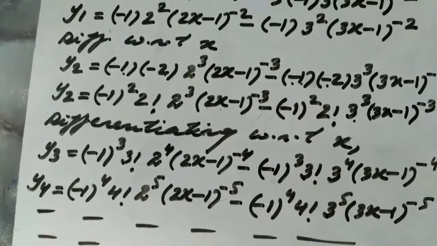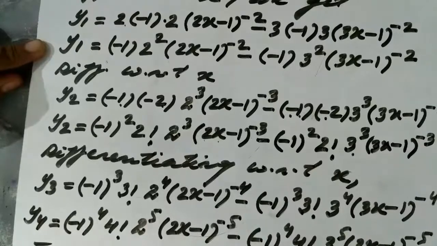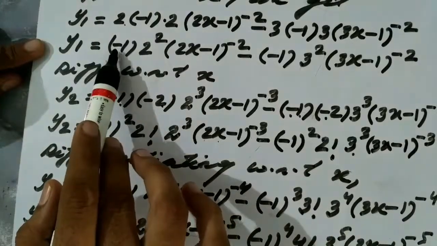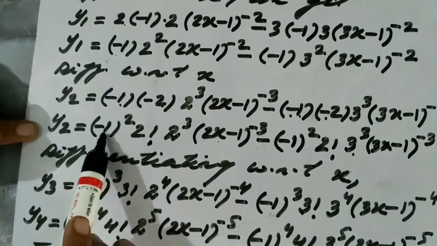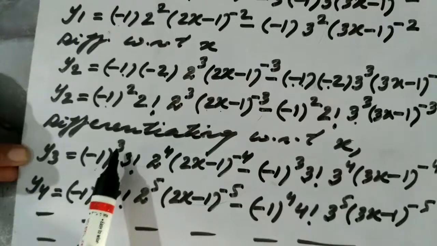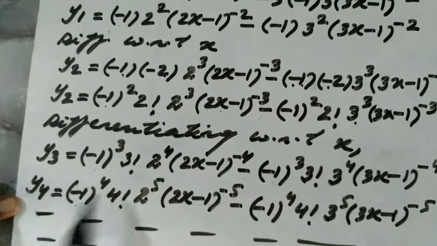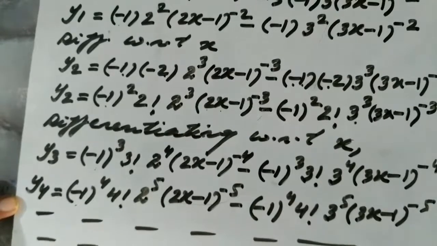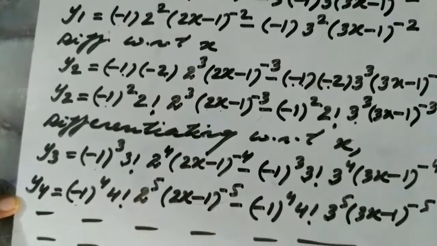Now let us take the analogy. We observe y1: the power of minus 1 is 1, in y2 the power of minus 1 is 2, in y3 the power of minus 1 is 3, in y4 minus 1 raised to the power 4. So in yn the power of minus 1 in the first term must be n.